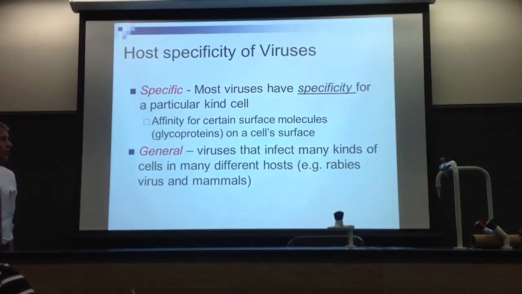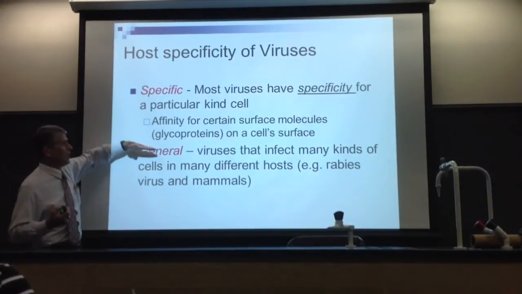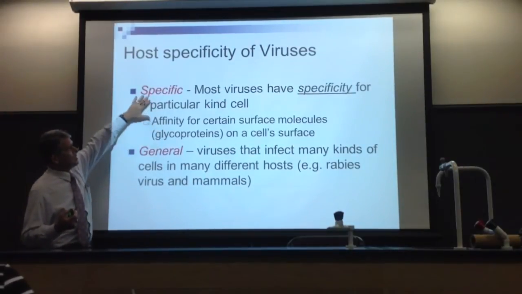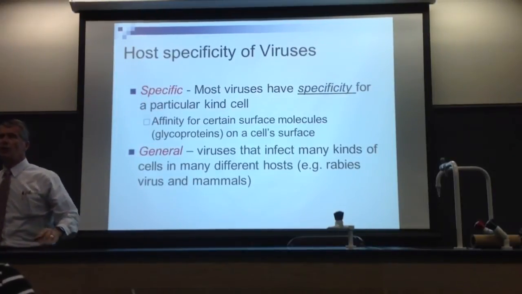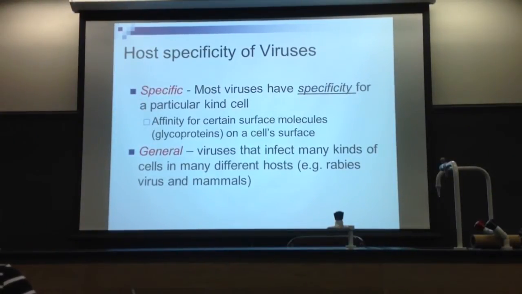Viruses that infect many kinds of cells and many different hosts. So there are specific and there's general. Specific viruses for specific cells, general. Think of a virus that attacks an animal and also attacks humans. HIV, that's true, because there are simian retroviruses that are very, very simple. In fact, they can be used as a model for human HIV infection.